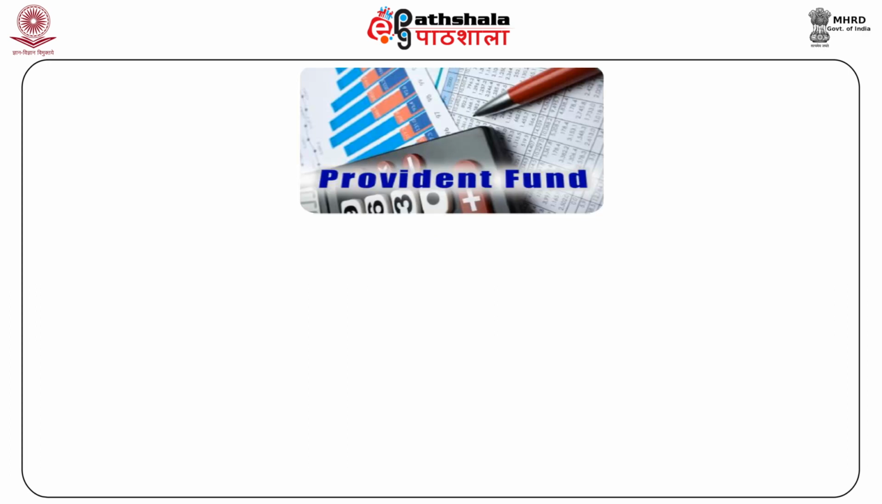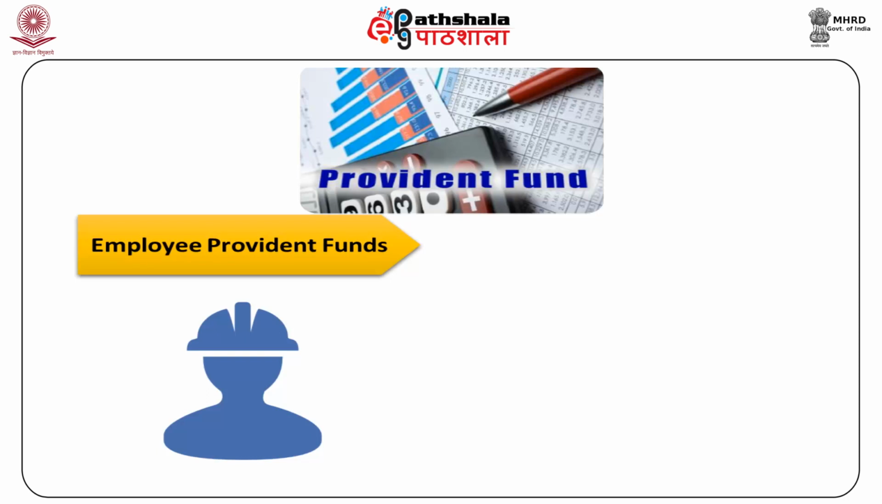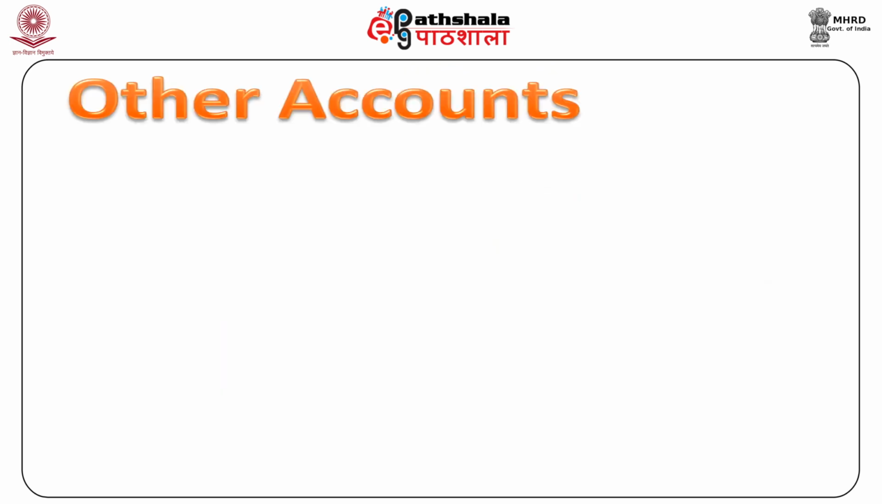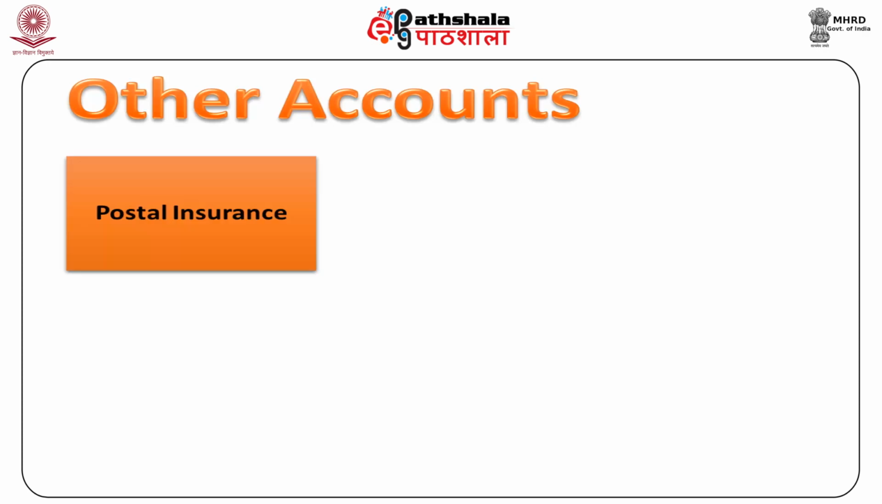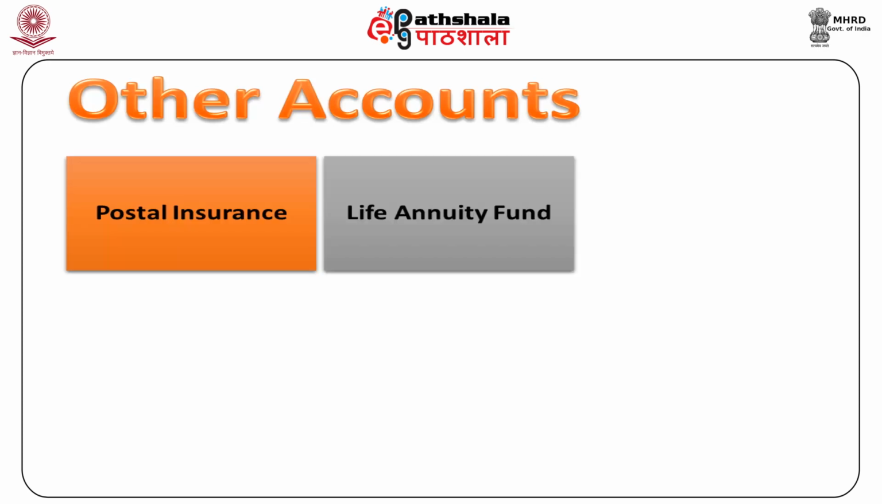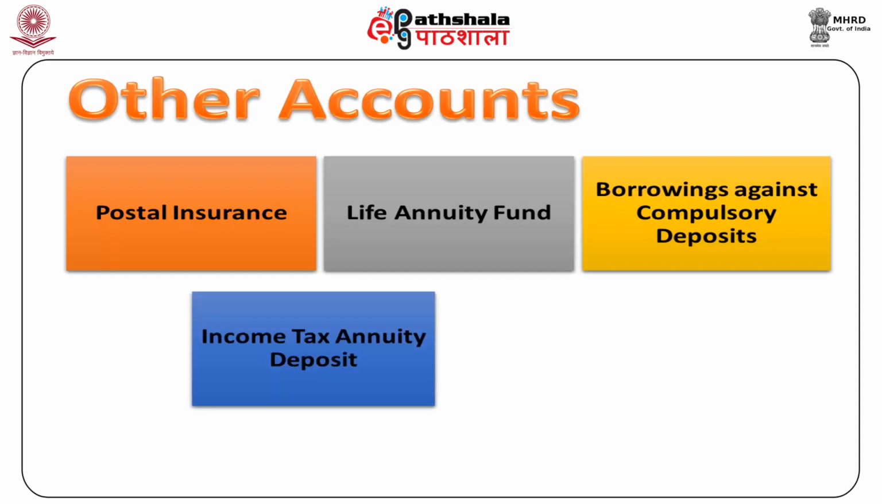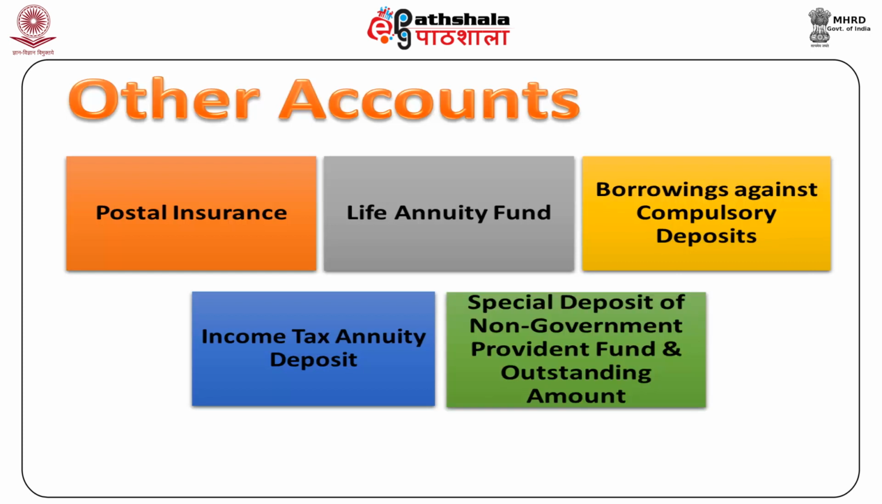Provident funds are divided into two categories: Employee Provident Fund, meant for employees, and public provident funds meant for the general public. Other accounts include postal insurance and life annuity fund, borrowings against compulsory deposits, income tax annuity deposit, special deposit of non-government provident fund, and outstanding amount.